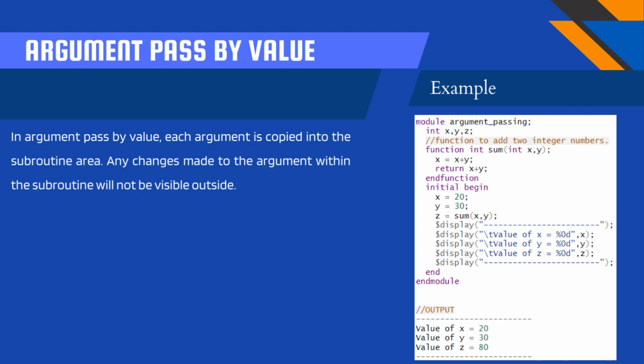We have two variables, x and y, that are passed as arguments in the function called sum. Within the function, we add x and y and store the result in x. However, when we print the values of x, y, and the result, z, outside the function, we see that only the value of z has changed. This is because the changes made to x within the function were not visible outside. The output of the code will be: value of x is equal to 20. Value of y is equal to 30. Value of z is equal to 80.